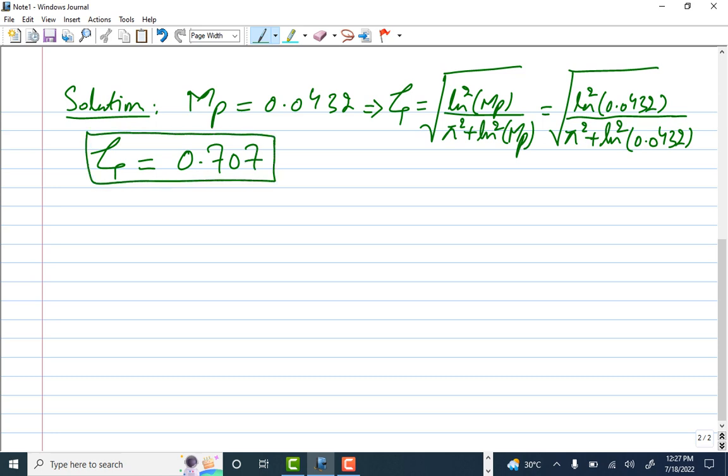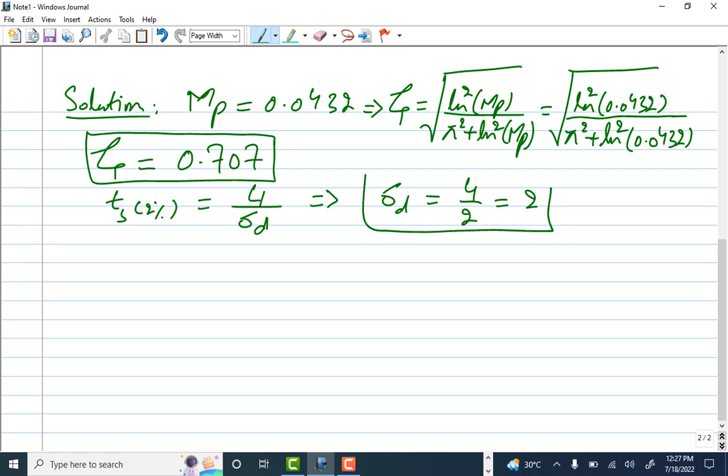Next, I use the settling time. I know that settling time with 2% can be written as 4 divided by sigma d. From here sigma d becomes 4 divided by 2, that is 2. So this is sigma d, the real part of the closed loop dominant poles which we are looking for.